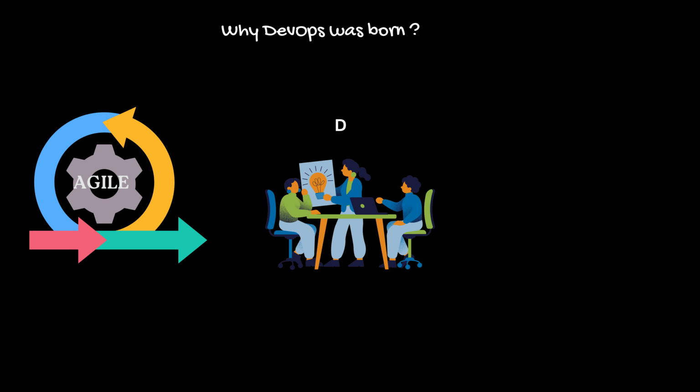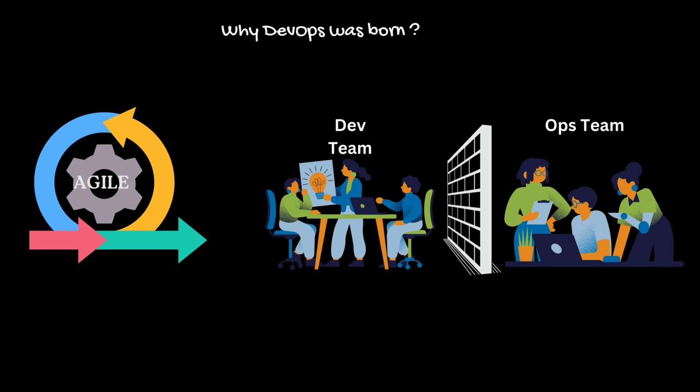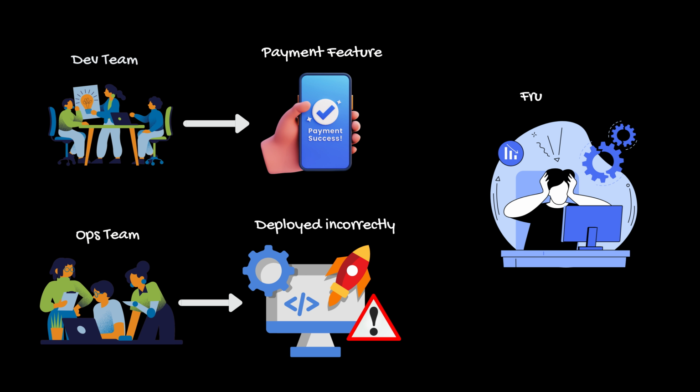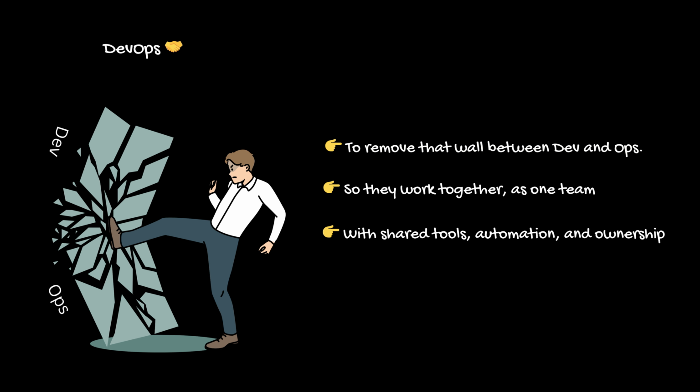And okay, now here is where DevOps enters the story. Even with Agile, there was still one major problem. Development teams and operations teams worked separately, like totally different planets. Let's say the FoodZ dev team builds a new payment feature, but ops doesn't deploy it correctly. Now users see bugs, payments fail, frustration kicks in, and the blame game begins. Development was quick, but what about the delivery? It was broken. And that is when DevOps was born, to remove that wall between dev and ops, so they work together as one team with shared tools, automations, and ownership.